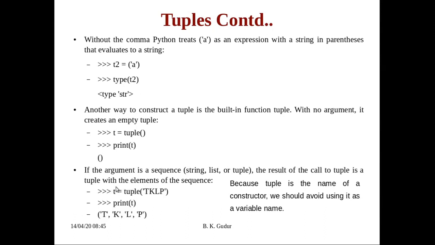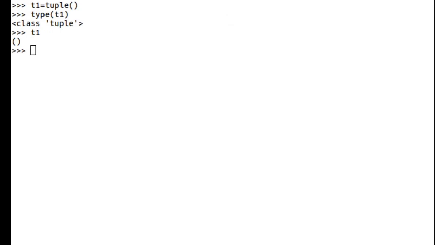Let us see here. If I call the tuple function with some elements, I'm going to construct t2 is equal to, let us call tuple with, for example, a sequence of characters tklp. Then what will happen? It is going to create a tuple, and if I print t2, it is going to print a sequence of elements, and these elements here are of type characters. Here I have given this as a string, but that has been converted to a sequence of characters, and all those elements are separated by commas.